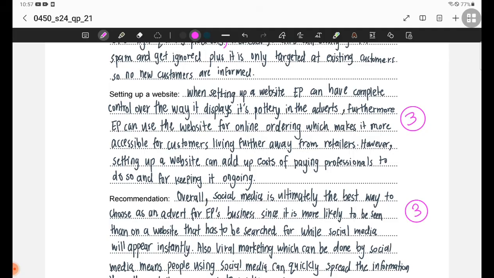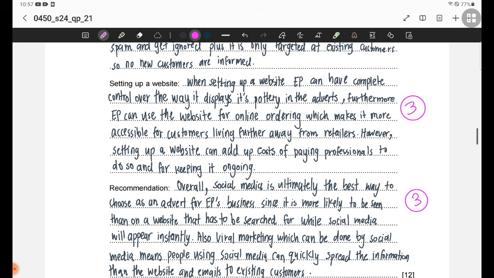Also, you can update the price quickly, unlike your social media ads. Sometimes when an ad is posted, it's hard to edit it, I guess. You can include more interactive videos and photos. And then, of course, you can use an online ordering system or e-shopping, like we've seen in Amazon and Alibaba and all those kinds of shops.